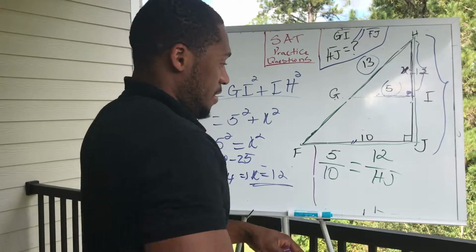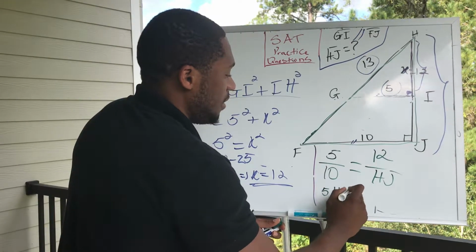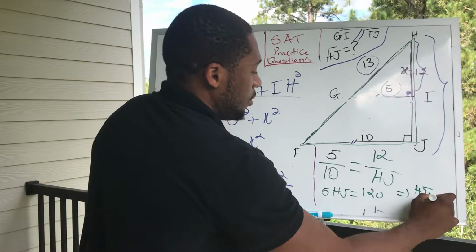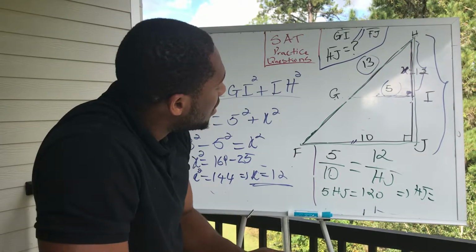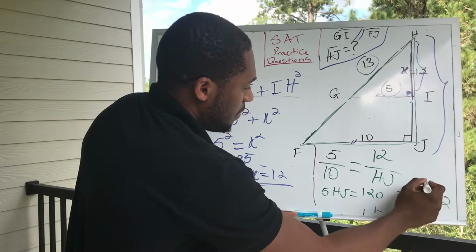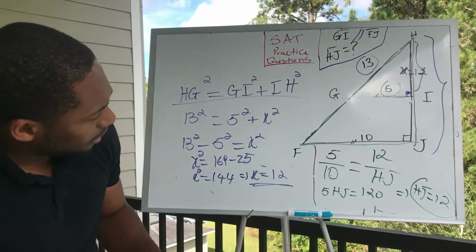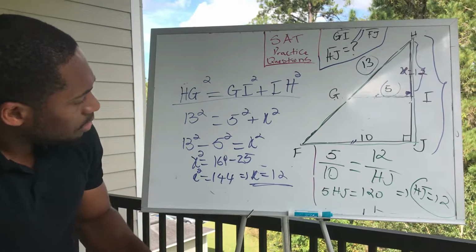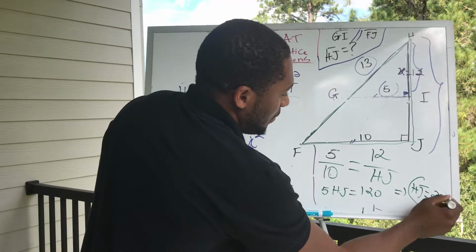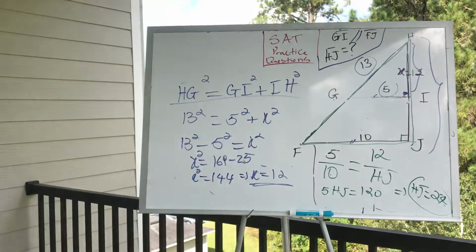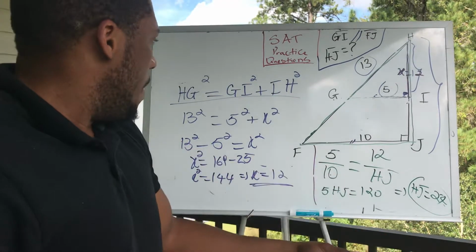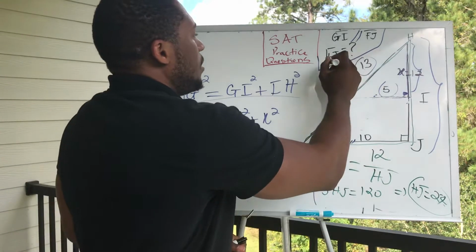So you cross multiply. 5 HJ is equal to 12 times 10, which is 120. That implies HJ is equal to 120 divided by 5. What? 120 divided by 5 is 12. No, actually, not 12, 24. 120 divided by 5 is 24. Let's see if that's part of the answer choices. Actually, there were no answer choices, but this should be good. 24 is the answer. So this side here is 24.